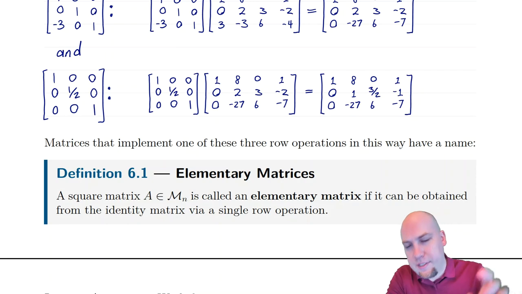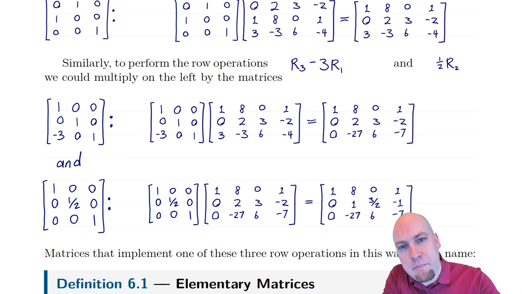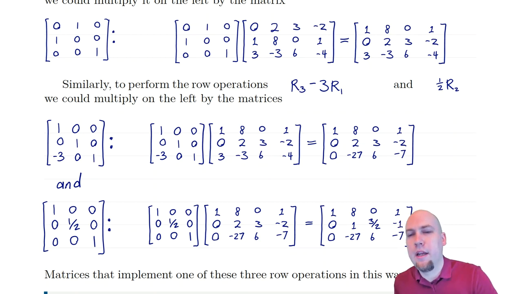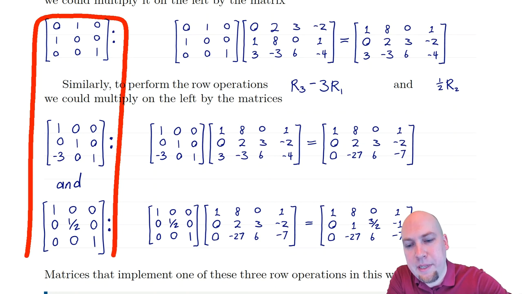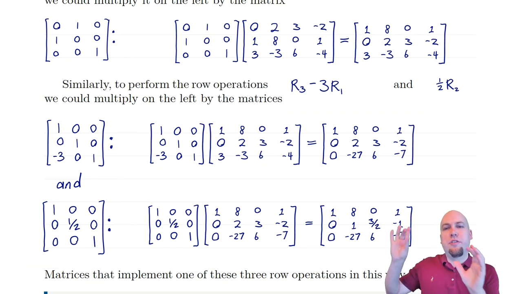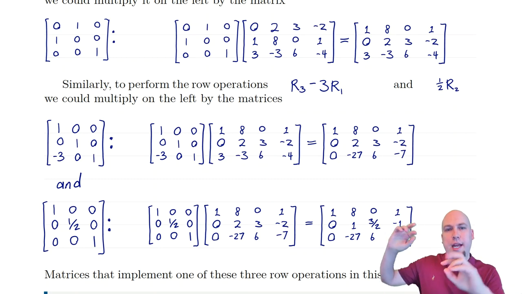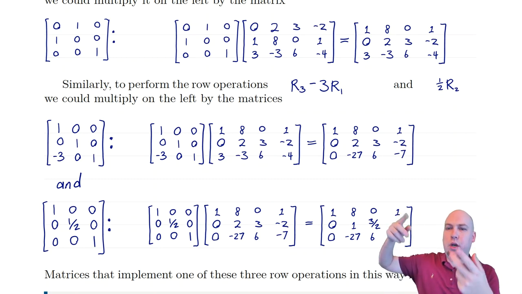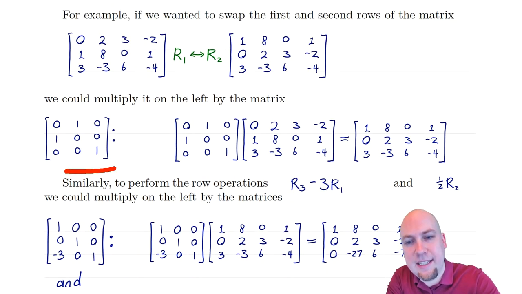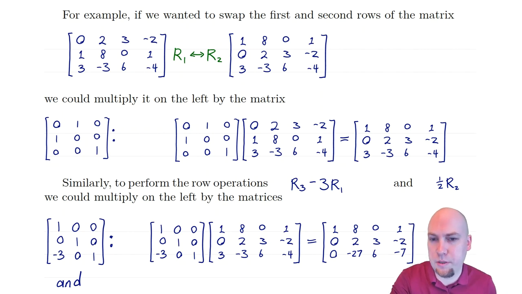Okay, so what exactly do I mean by an elementary matrix? I've been using this term, but what do I actually mean by it? If you look at each of these three matrices on the left that I've been calling elementary matrices, the way you can construct them is you start off with the identity matrix and you do the row operation that you want to it. So for example, this top one, I said that this elementary matrix corresponded to the row operation row 1 swap row 2.